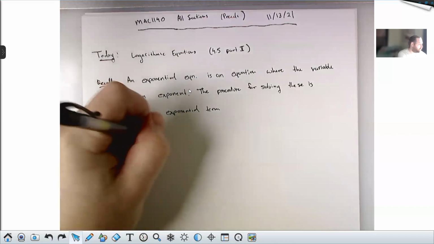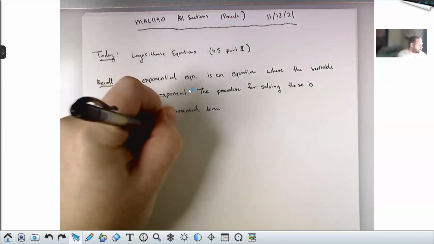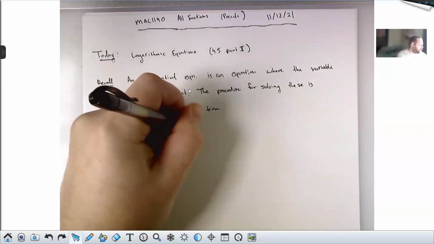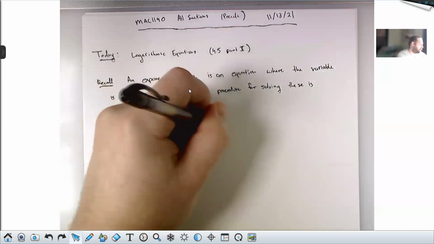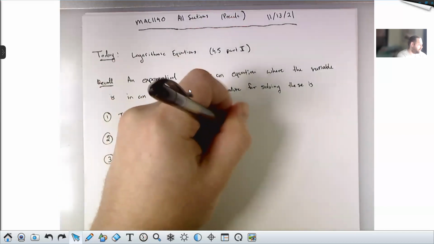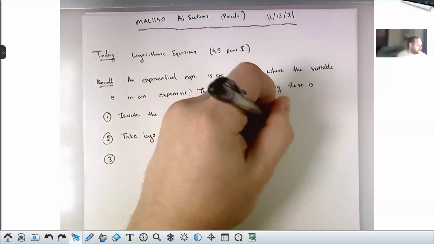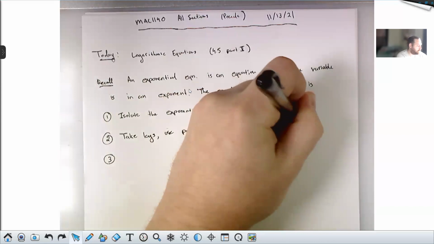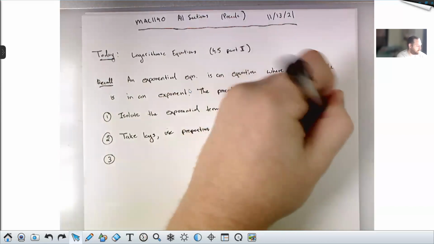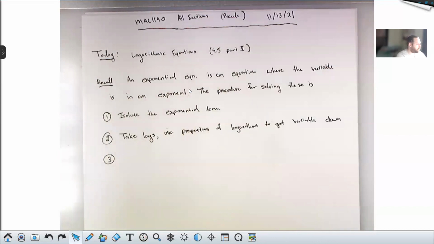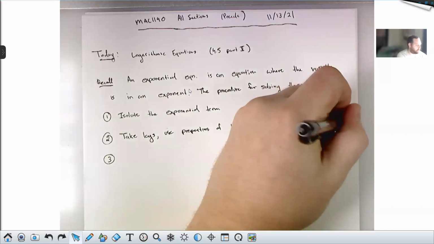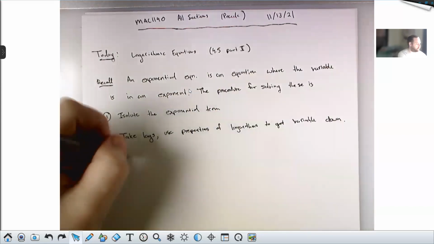And then, along here, we'll say use properties of logarithms to get the variable down, down meaning out of the exponent. And then you solve the resulting equation.